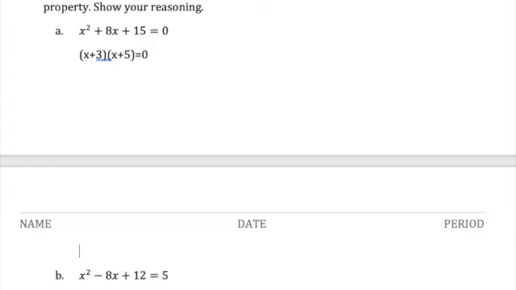So then my next step is setting each piece equal to 0. x plus 3 equals 0, and x plus 5 equals 0. So then I'm going to get x equals negative 3, or x equals negative 5. So again, we've almost always got two answers here. Sometimes there will be one, and you'll talk about 0 solutions when you're a sophomore in high school. So that'll be fun.